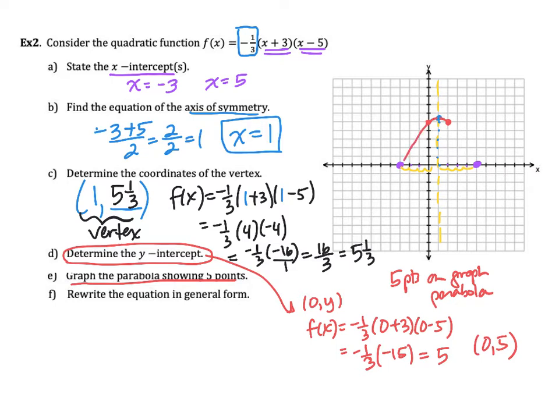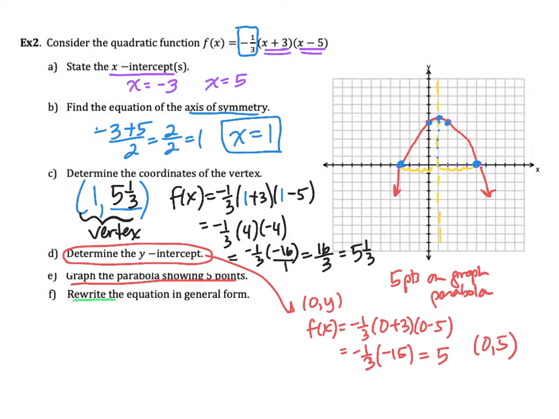So if I connect these 5 points, because now I have 5 points, ooh, that's not a very pretty parabola, sorry. Here is a sketch of my parabola. I had my y-intercept, and then it's a symmetric or reflection across the axis of symmetry, and then I have my 2 x-intercepts, and I have my vertex. So there are my 5 points.